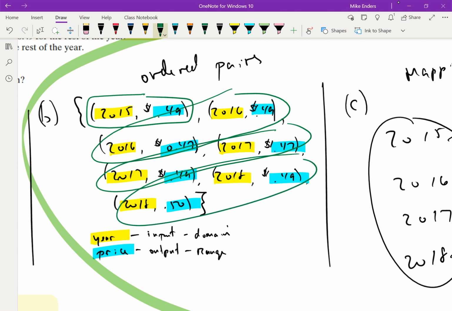So all it takes is one of those x values, one of those years, to have two different prices, or three different prices, or four different prices, or more than one price. And as soon as we have more than one, then we're still a relation, but we're not considered a function. So when we take a look at ordered pairs, one of the things that we key in on is take a look at the first value. If the first value is repeated, like we have 2016 listed twice, if it has two different y values, then it's no longer a function.